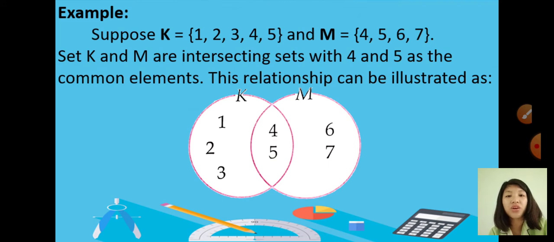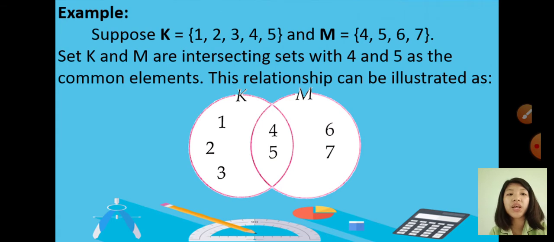So, we have two circles. Dun sa letter K, 1, 2, 3. And sa letter M, 6 and 7. Then, meron tayong gitna na kung saan yan yung common elements ng dalawang set, 4 and 5. Bakit? Kasi meron tayong elements sa set K ng 4 and 5. And ganun din dun sa elements ng set M na 4 and 5.